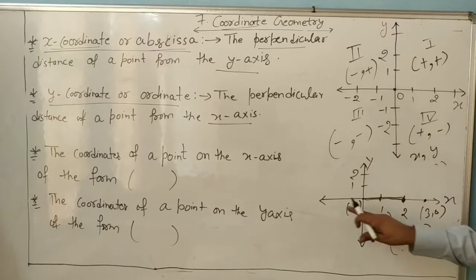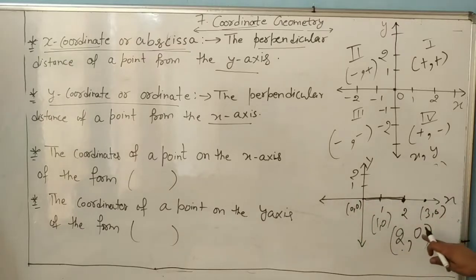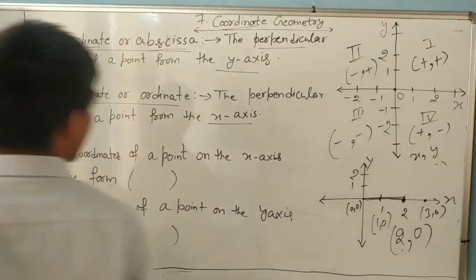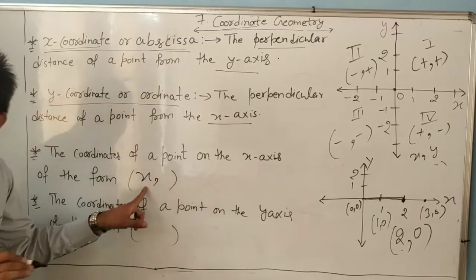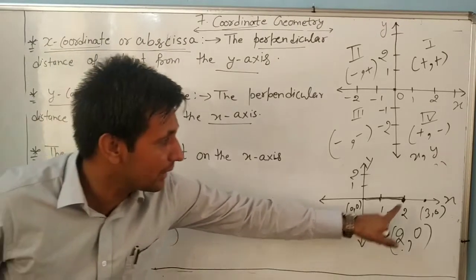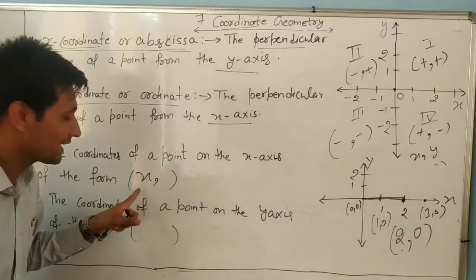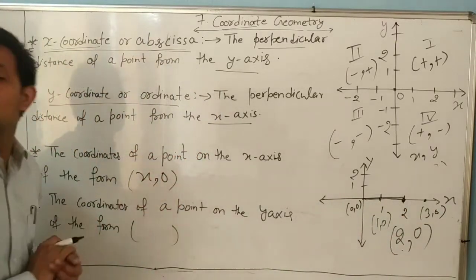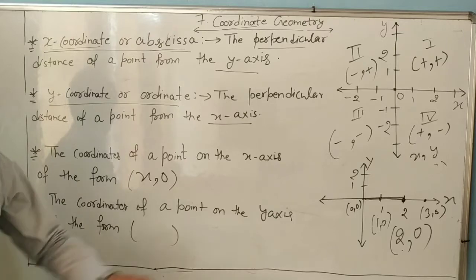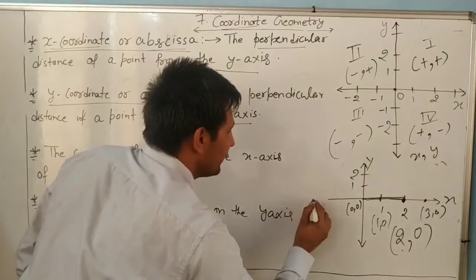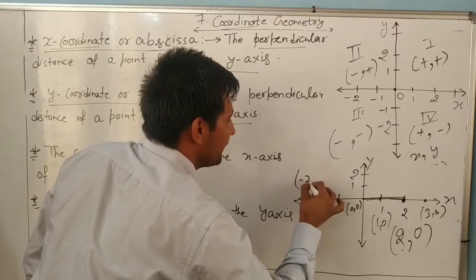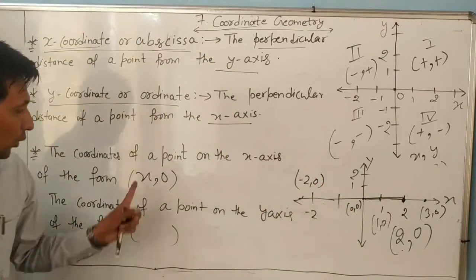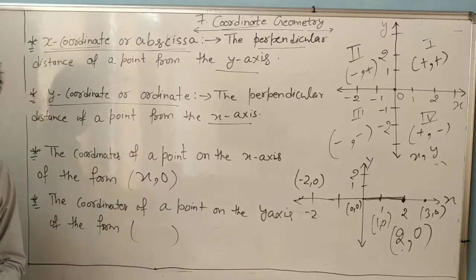We observe that on the x-axis the y coordinate is always 0. So the coordinates of a point on the x-axis are always some x, maybe 1, maybe 2, maybe 3, and y is how much? 0. Understand or not? Same as it, this is a point at -2. So what are the coordinates? -2 and 0. So x and 0. Understand, Anish?